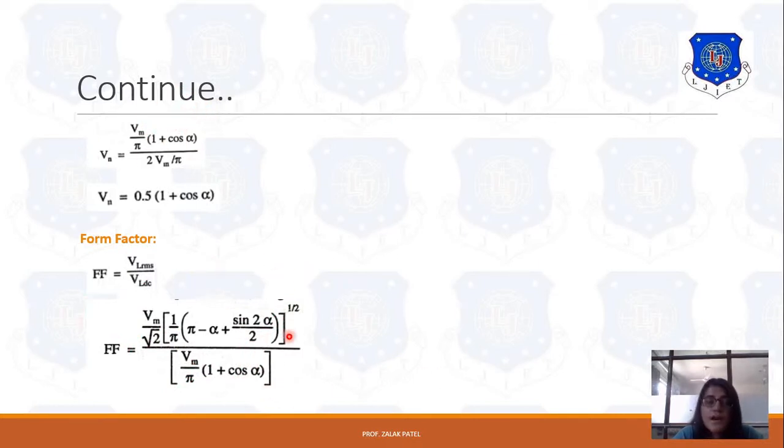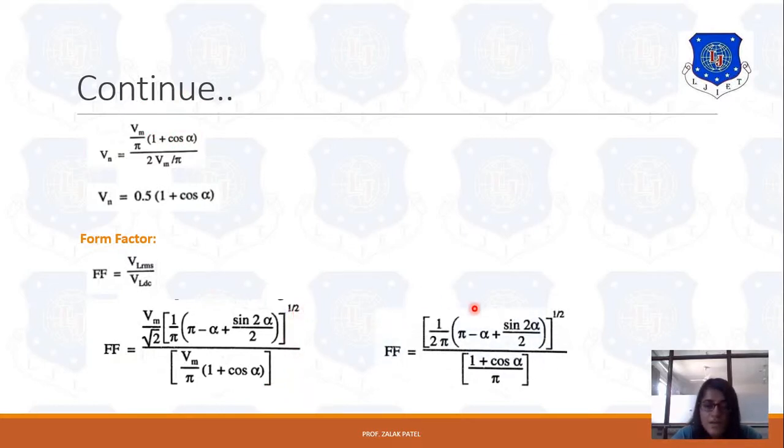So if we divide these two terms, then we can find the form factor by using this 1 upon 2 pi into pi minus alpha. This term remains as it is, pi minus alpha plus sine 2 alpha by 2 as it is. Here 1 plus cos alpha upon pi as it is. Only Vm will be cancelled out and here there is no term of root 2 present. That's why we write it like this. Here the power is 1 by 2, so ultimately it becomes root 2.